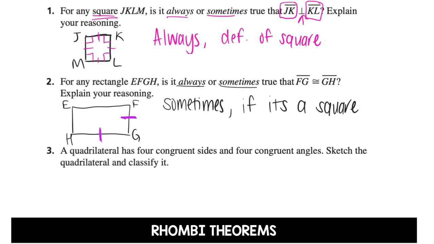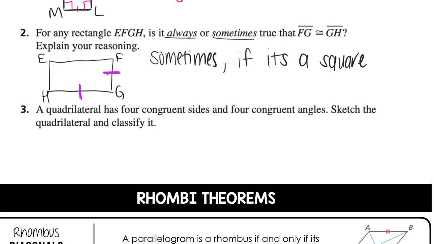Okay, and this last example here is a little different. It's giving you some descriptions about a quadrilateral, and it's asking for us to sketch it and then classify it. So remember, a quadrilateral is just a 4-sided shape. It says a quadrilateral has 4 congruent sides and 4 congruent angles. We have to figure out what kind of quadrilateral it is.